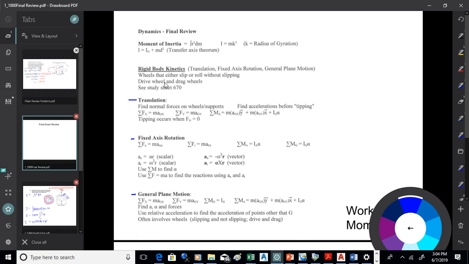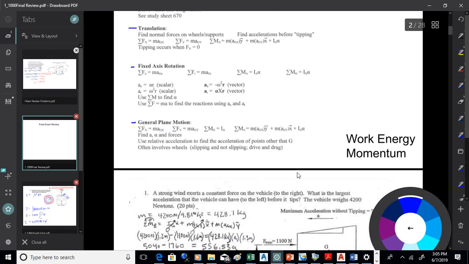The fixed axis rotation stuff, it's kind of what it says there. It's something rotating about an axis. You often need to find reactions and find alpha and do that kind of thing. General plane motion is just motion in space. We've had that stuff with the relative acceleration, and then we've also had rolling objects with that. So those are some of the topics there.